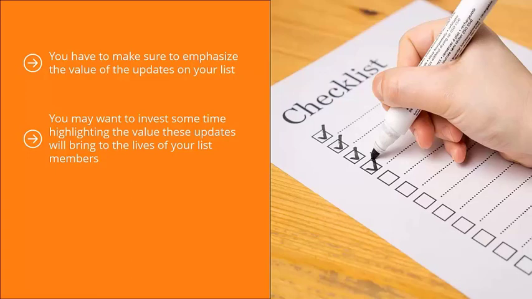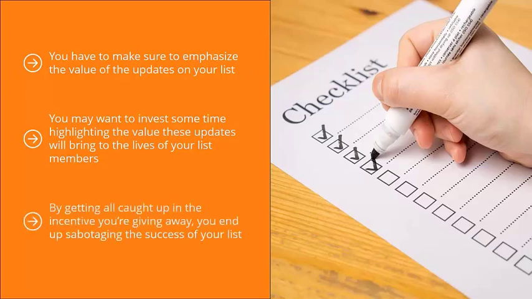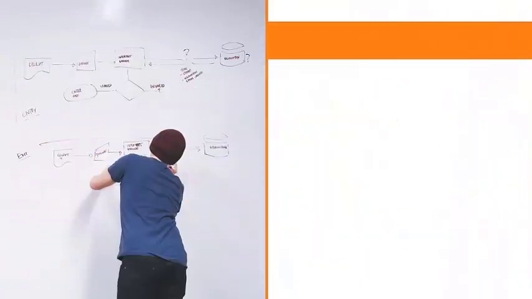Do yourself a big favor and emphasize the value of the updates of your list, because this is the only reason why you're giving out incentives in the first place. By getting all caught up in the incentive you're giving away, you end up sabotaging the success of your list. Make sure to keep your priorities straight. Otherwise, your list marketing business might go belly up sooner or later.